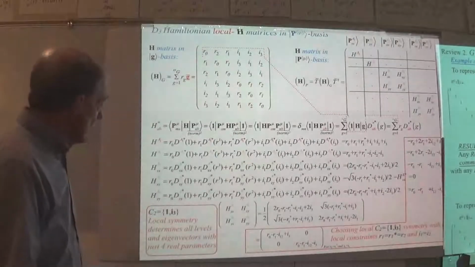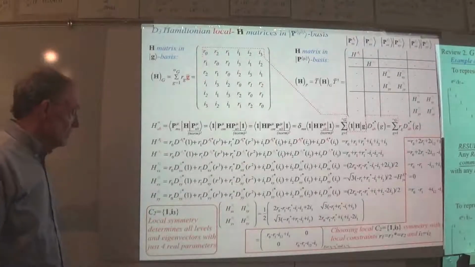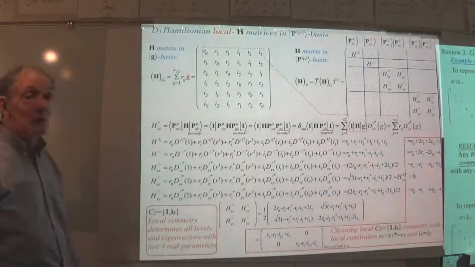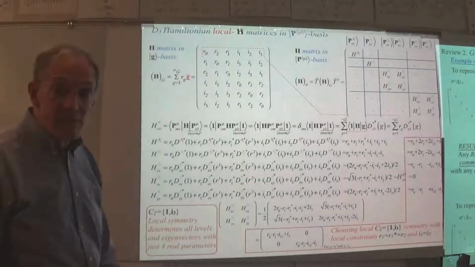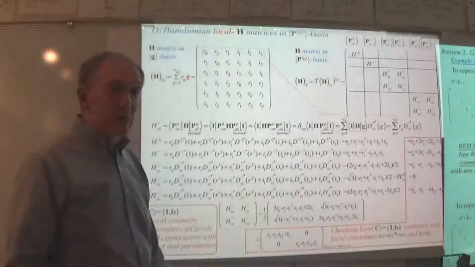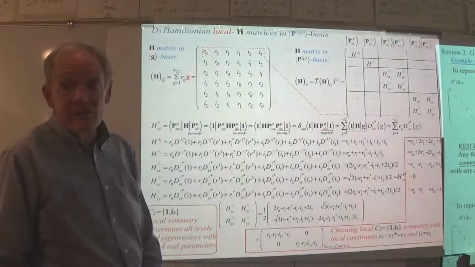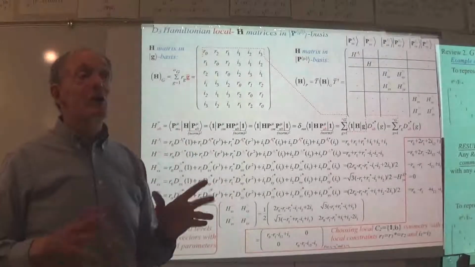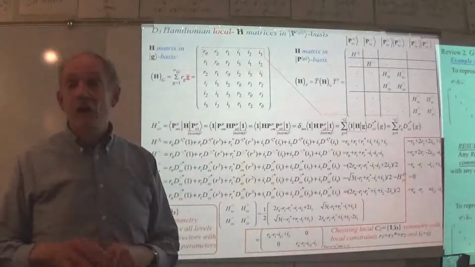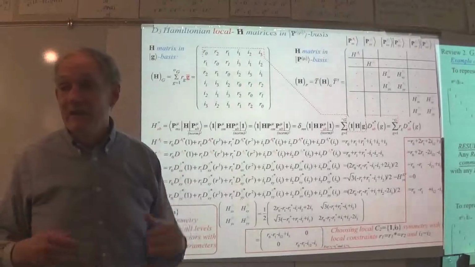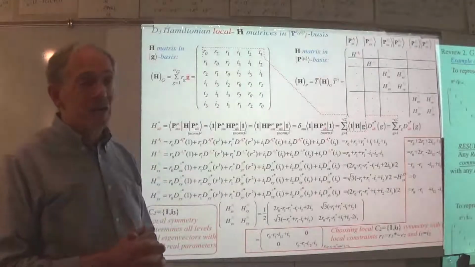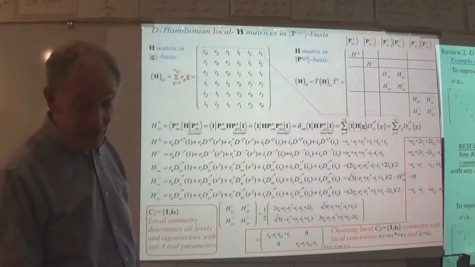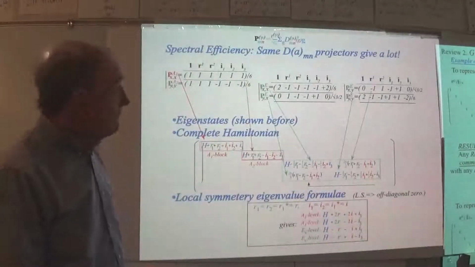Okay. That's what this says here. Local symmetry determines all levels and eigenvectors with 4 real parameters. That's a tall order, but the symmetry made it possible. Now you can ask what happens if I let some of the group parameters turn on, right? Break the symmetry. We have not explored that yet. There's a lot of possibilities there, so that's something to look at.